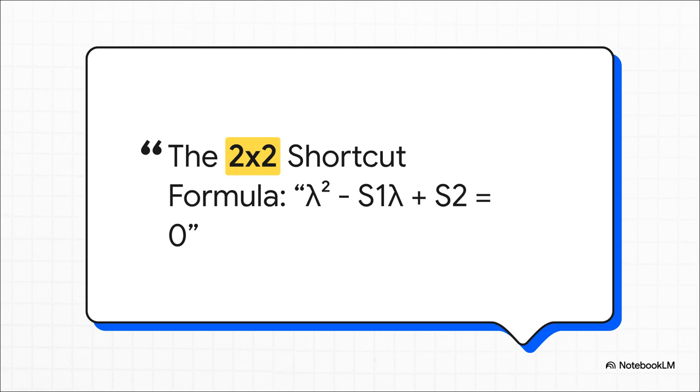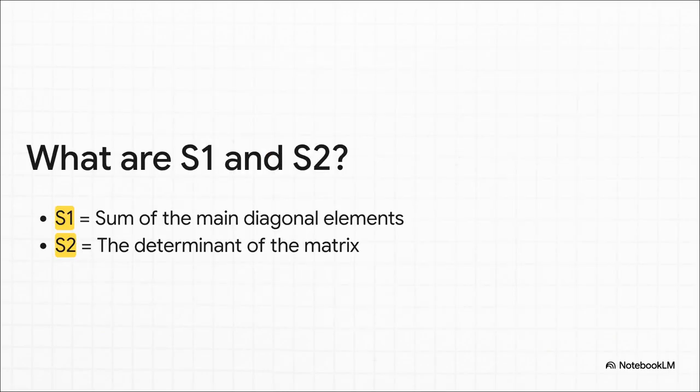Simple, right? But what are s1 and s2? Well, they're actually really simple. S1 is just the sum of the numbers on the main diagonal, and S2 is nothing more than the determinant of the matrix. Let's see how that works.